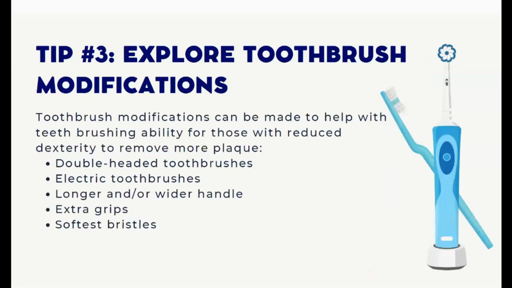Number 3, explore toothbrush modifications. These toothbrush modifications can be made to help with toothbrushing ability for those with reduced dexterity, and they help us remove the plaque in the places that maybe we can't reach or are having trouble manipulating the toothbrush. So you can always use a double-headed toothbrush. Electric toothbrushes are great because they have a bigger handle, and they also spin for you. Using a longer or wider handle, you can get extra grips, like a bicycle grip or a sponge, and add that to your toothbrush. And always make sure to use the softest bristles. A soft toothbrush is best.